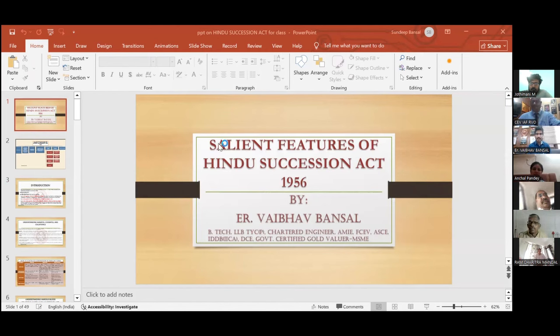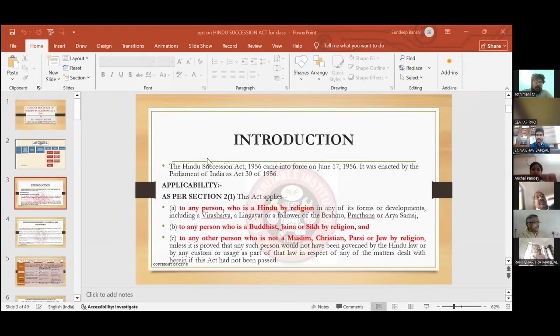Okay. So today we will discuss some salient features of the Hindu Succession Act 1956. First of all, we will discuss the applicability of this act. The Hindu Succession Act 1956 came into force on June 17th, 1956. It was enacted by the Parliament of India as Act 30 of 1956.